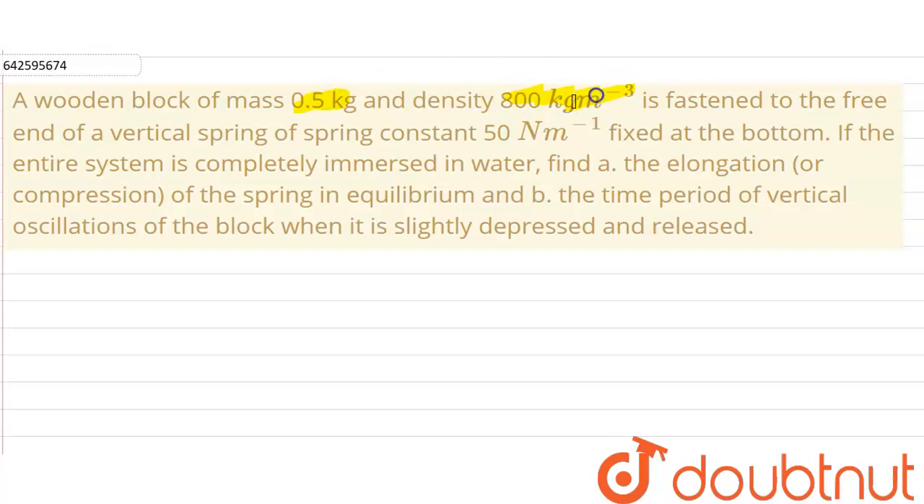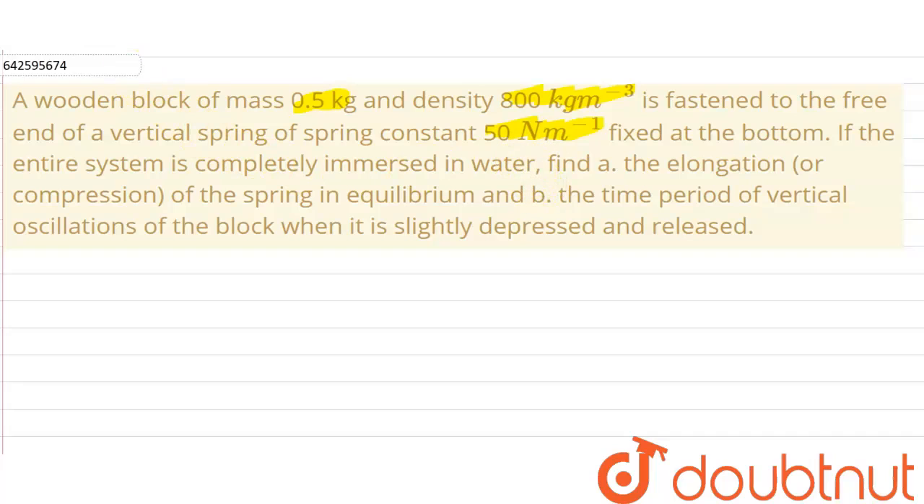Hello everyone, so our question is, a wooden block of mass 0.5 kg and density of 800 kg per meter cube is fastened to the free end of a vertical spring of spring constant 50 Newton per meter fixed at the bottom. If the entire system is completely immersed in water, find the elongation or compression of the spring in equilibrium and the time period of the vertical oscillation of the block when it is slightly displaced and released.